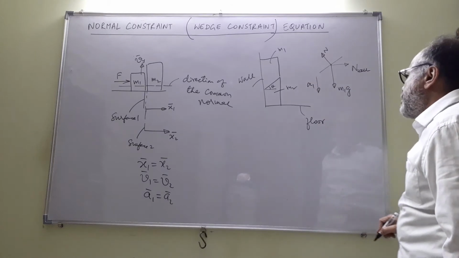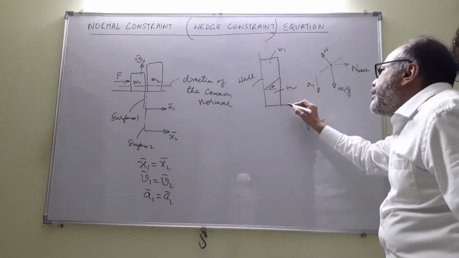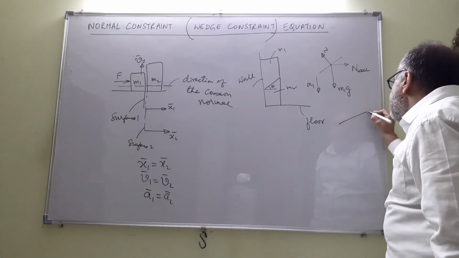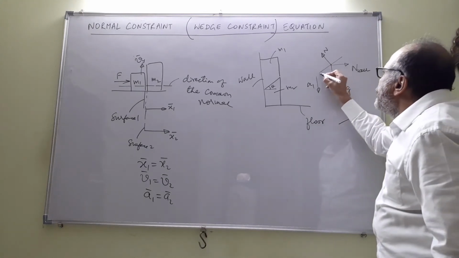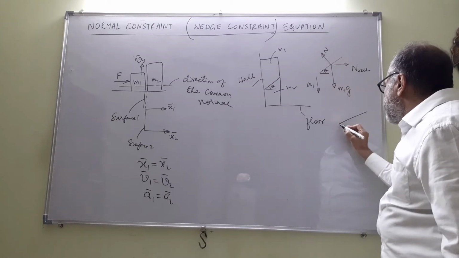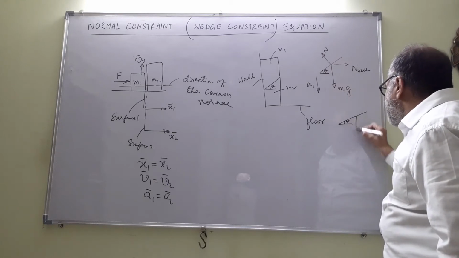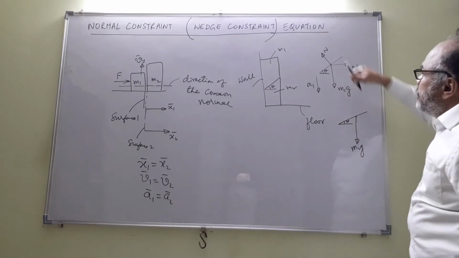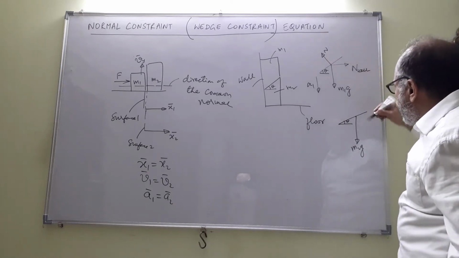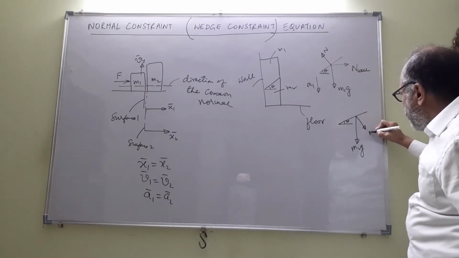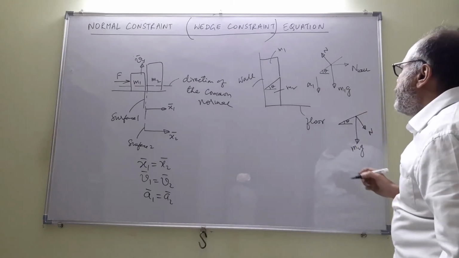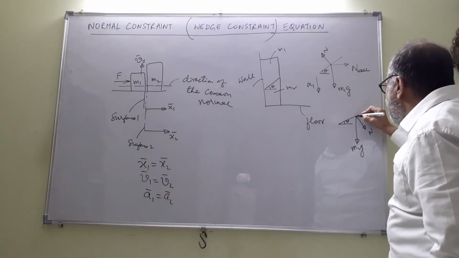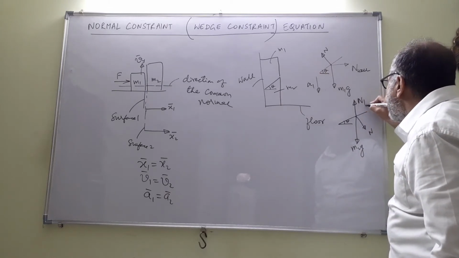Yes. Let us draw the free body diagram of M2. For M2, similarly I will show this line. This is making an angle theta. So this is theta. I will show M2G. There will be an equal and opposite N on this by Newton's third law. And then there is going to be a force from the floor. I will call it N floor.